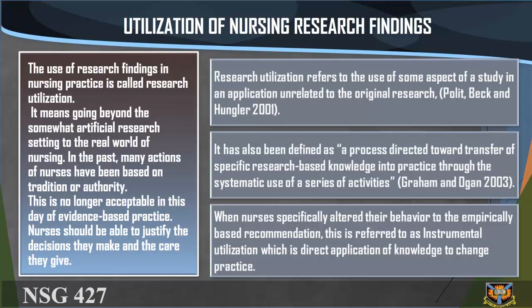Research utilization refers to the use of some aspect of a study in an application related to the original research. It has also been referred to as a process directed towards transfer of specific research-based knowledge into practice through the systematic use of a series of activities. When nurses specifically adopt the behavior of the empirically based recommendation, this is referred to as instrumental utilization, which is direct application of knowledge to change practice.